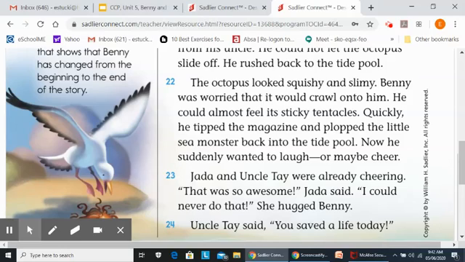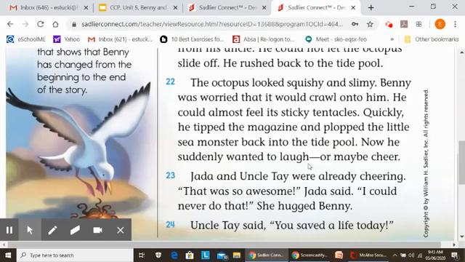He looks squishy. Those tentacles could be quite sticky. I can imagine them holding on to me and crawling over me. But he quickly tipped the magazine and plopped the little sea monster back into the pool. He didn't have to touch it. He had made a plan, so he didn't have to touch it, but could still save it.